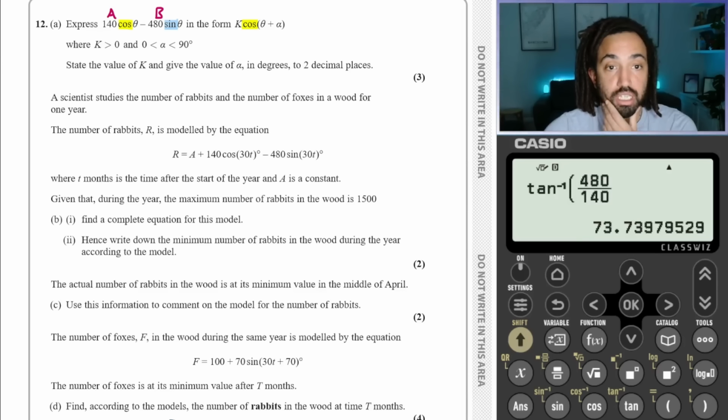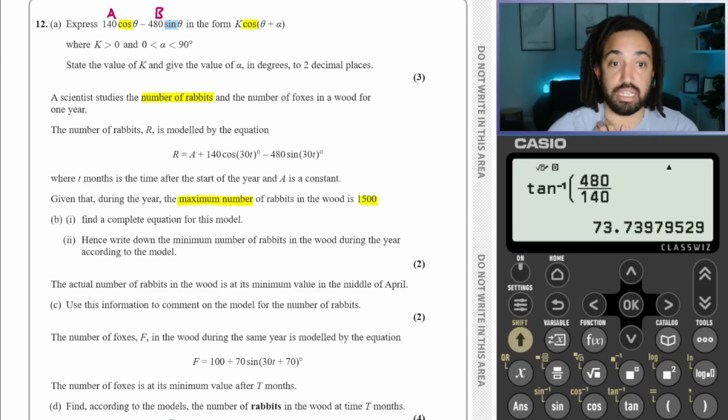A scientist studies the number of rabbits and the number of foxes in a wood for 1 year. The number of rabbits R is modelled by this equation. Okay, so it says find a complete equation for the model given that the maximum number of rabbits in the wood is equal to 1,500. And really importantly, it's the number of rabbits, so each number is worth 1 rabbit, and time is given in months, so that's something to remember as well.